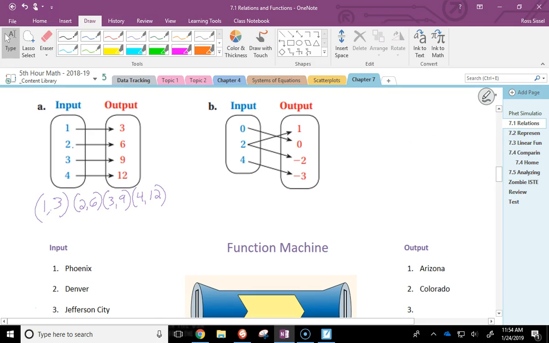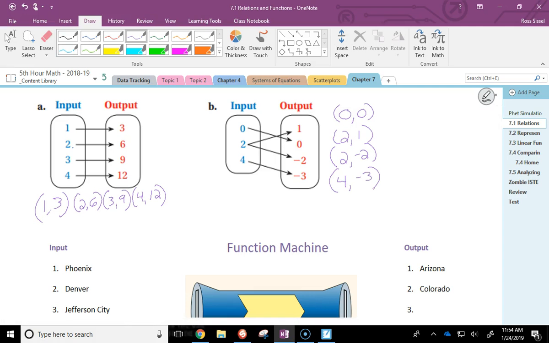Okay, on B, what would be my coordinates? Parker, let's put that away. 0, 0, 2, 1, 2, negative 2, 4, 4. Say it again. 0, 0, 2, 1, 2 to negative 2, and then 2 to negative 2, I mean 4, and 4 to negative 3. Alright, so those are right in my coordinates. We're going to come back to this in just a second.